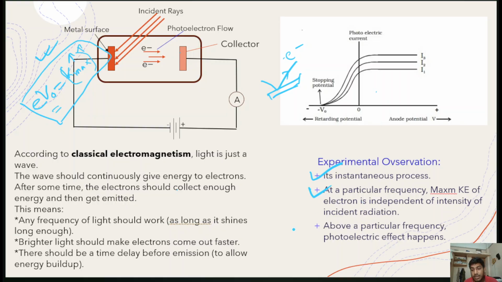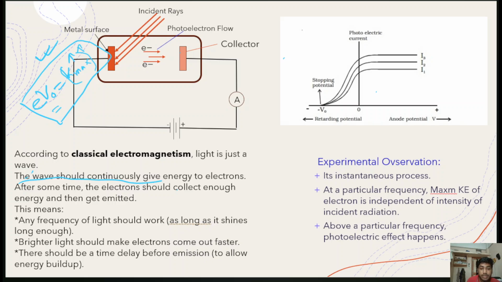Okay, and another one is above a particular frequency, photoelectric effect happens. Now, these are the experimental observations. But according to the classical theory, light is just a wave. Light falls on the metal surface. This one.